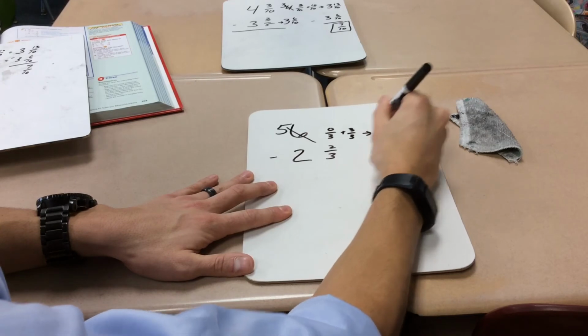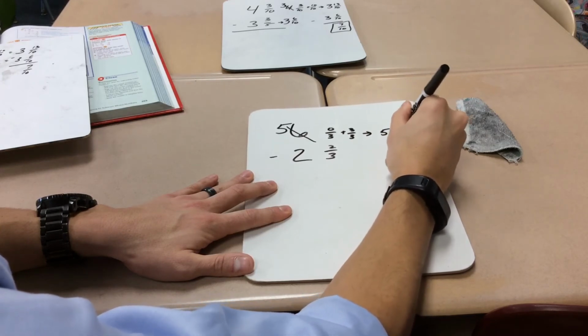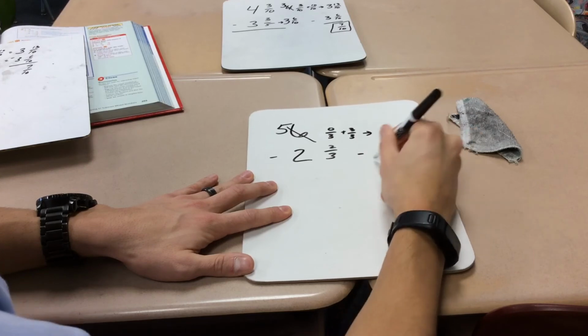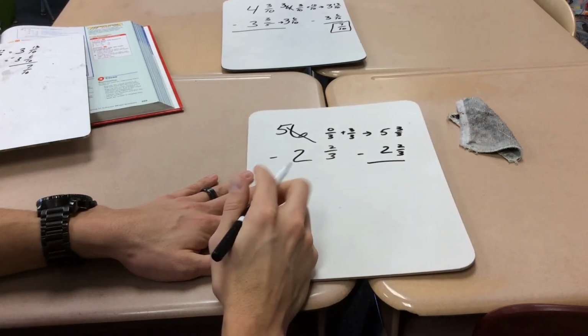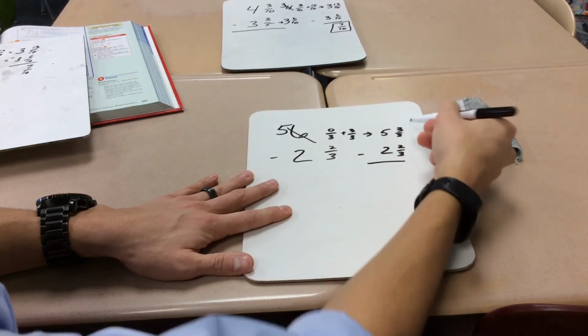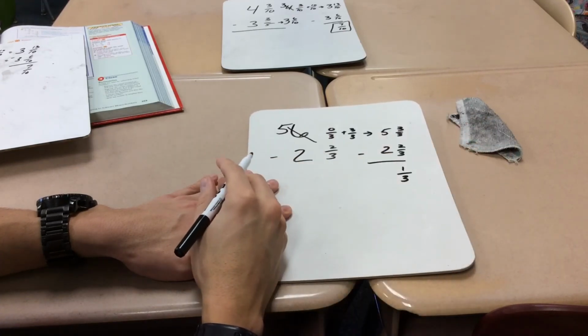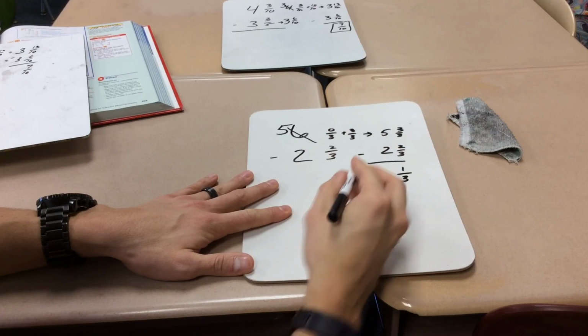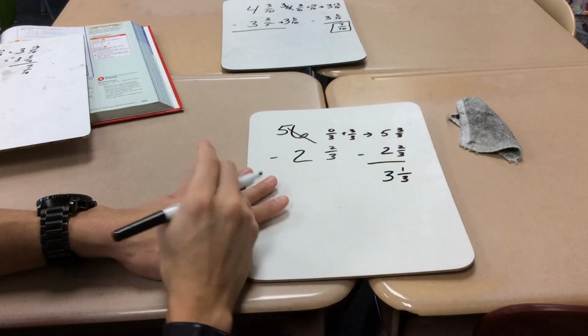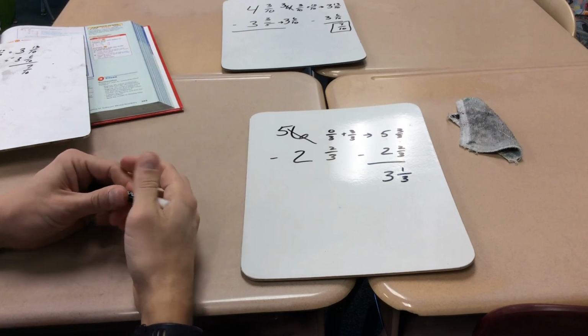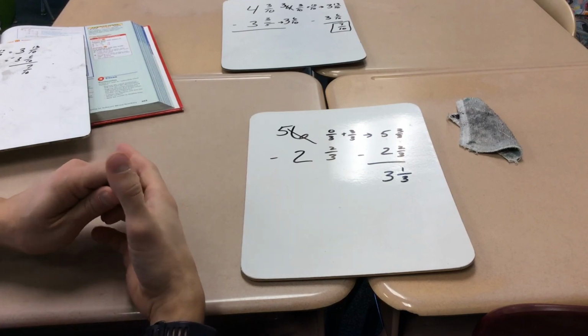So now we have 5 3/3 minus 2 2/3. Now that's a problem that we can do. So what we're going to do is subtract 3 from 2. We get 1. We keep the same denominator, and then we subtract 5 minus 2, and we get 3. So there you are. We have subtracted mixed numbers by regrouping.